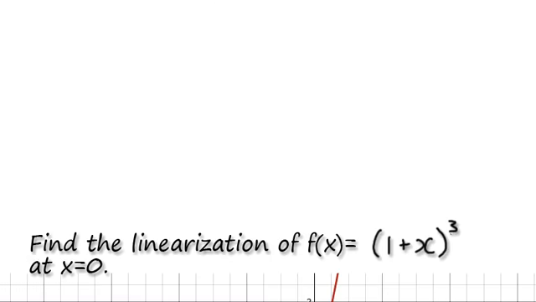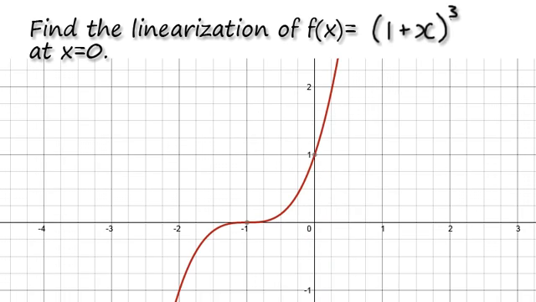Okay, let's give you guys some more practice. So here, find the linearization of f of x equals 1 plus x to the power 3 at x equals 0. Meaning, find the equation of this tangent line here, passing through this particular point. So you will ultimately need to find out the gradient at this particular point. Okay, so press pause and have a go.